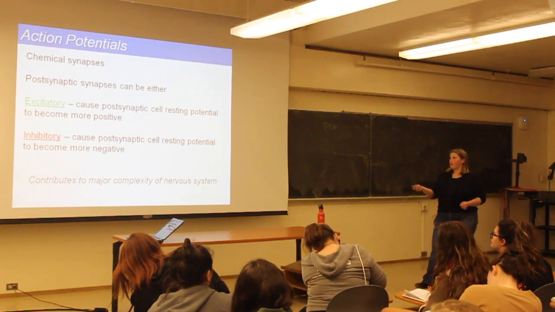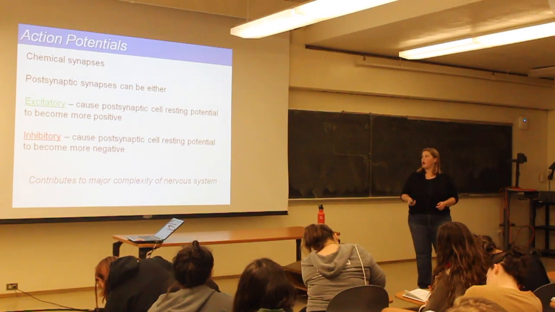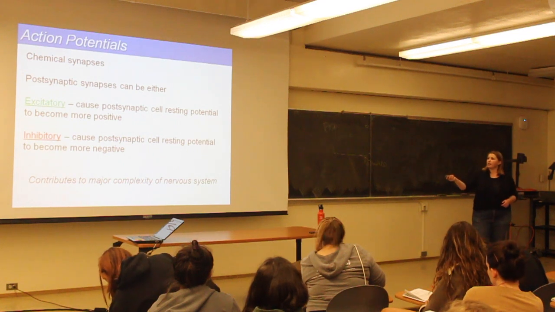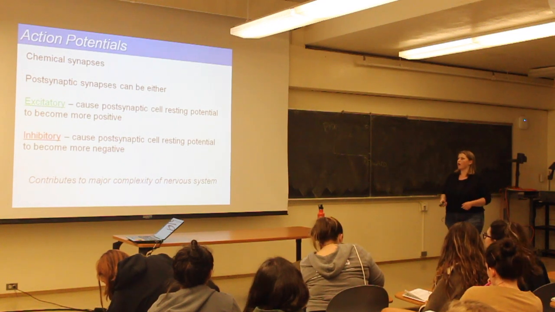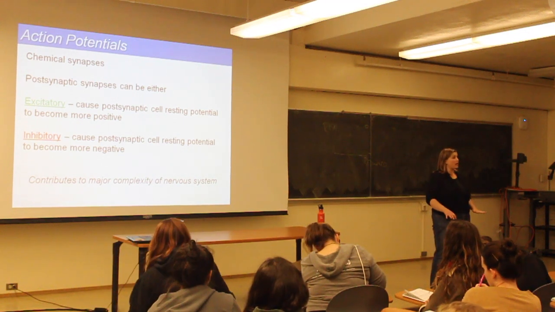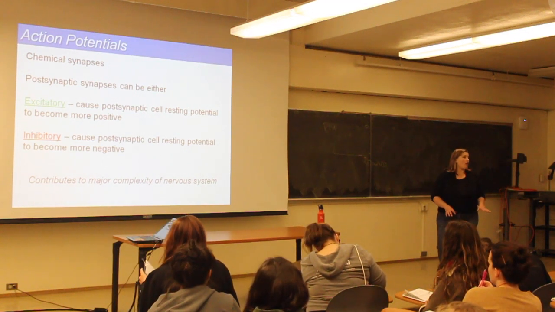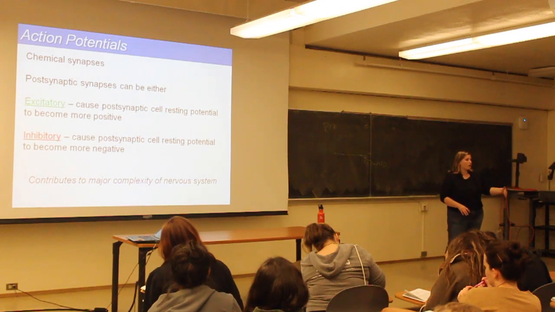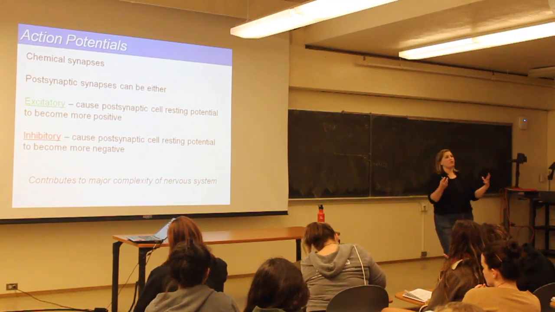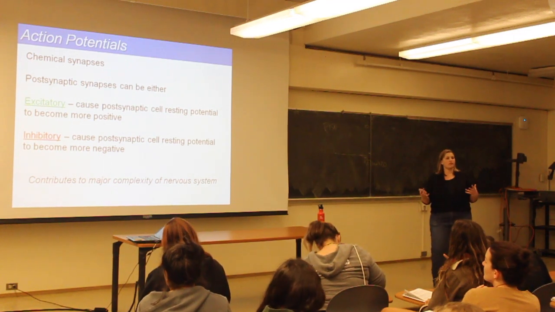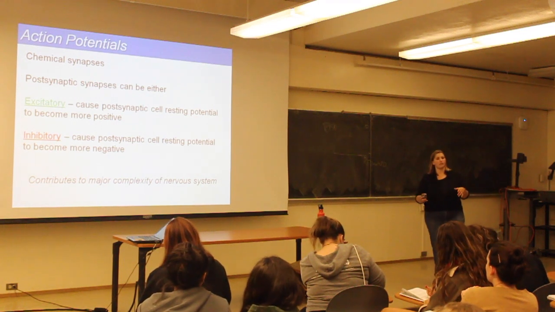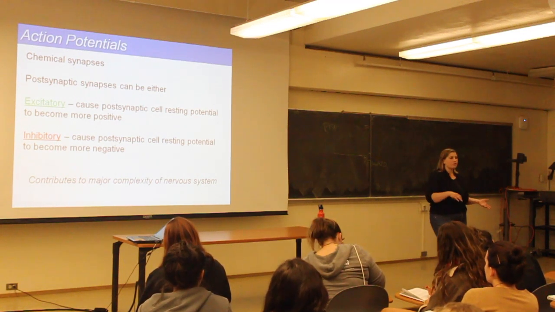The flip side of that would be a synapse where we have an inhibitory effect. This is going to cause the postsynaptic cell resting potential to become more negative. So instead of negative 70, maybe we go to negative 80, or negative 90, and we're getting further away from our threshold. And this also contributes to tons of complexity in the nervous system, because all these different synapses can be inhibitory or excitatory, and different neurotransmitters can have an inhibitory or an excitatory effect.